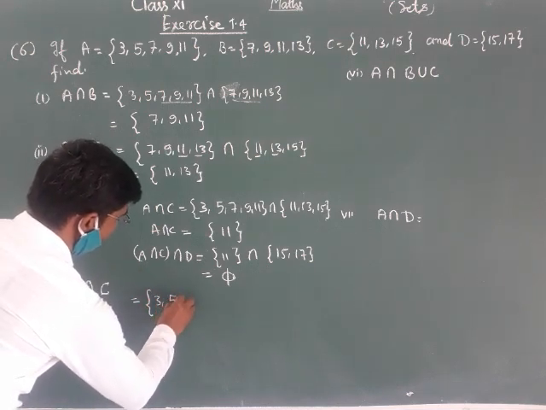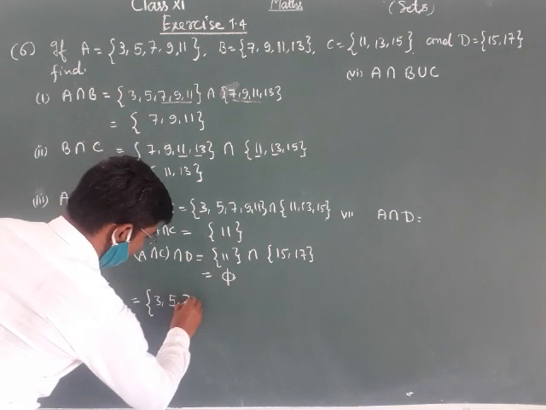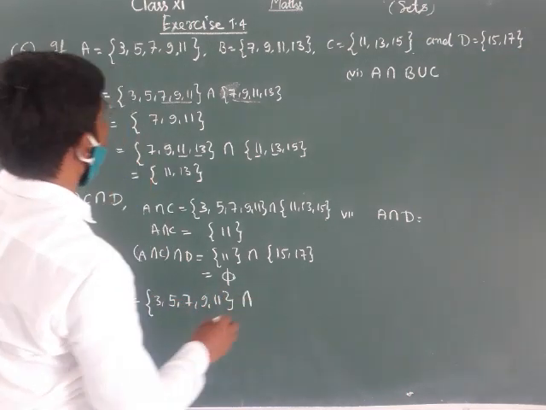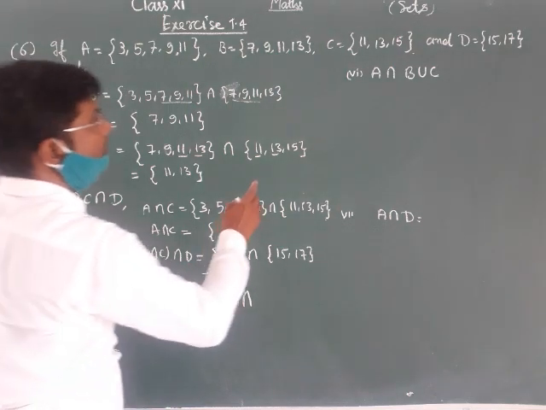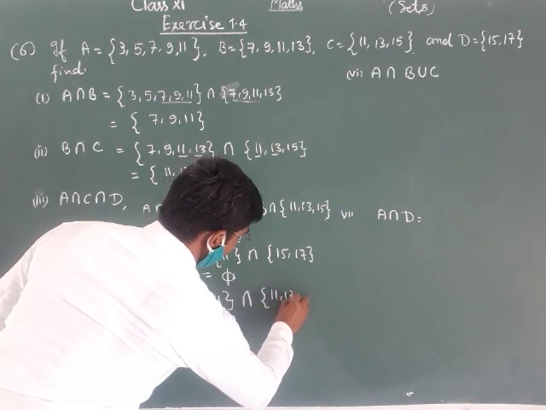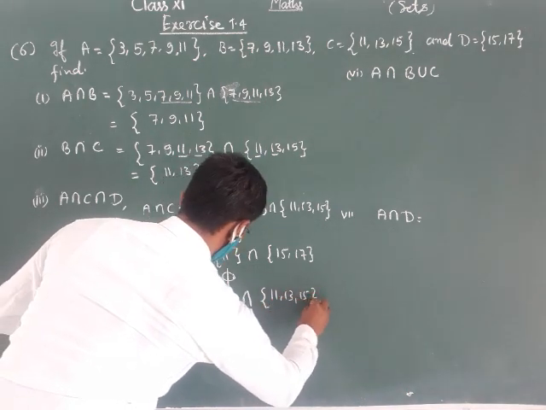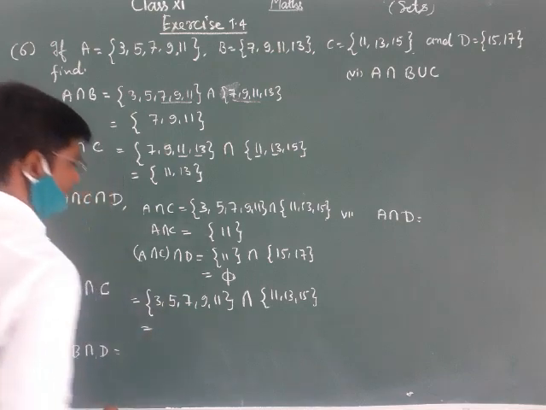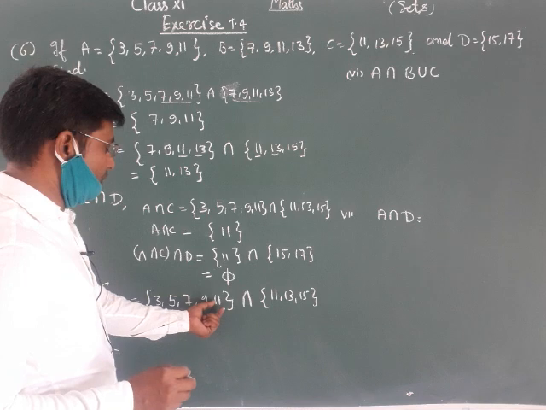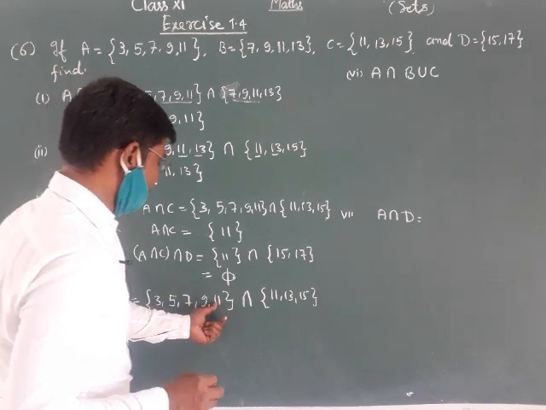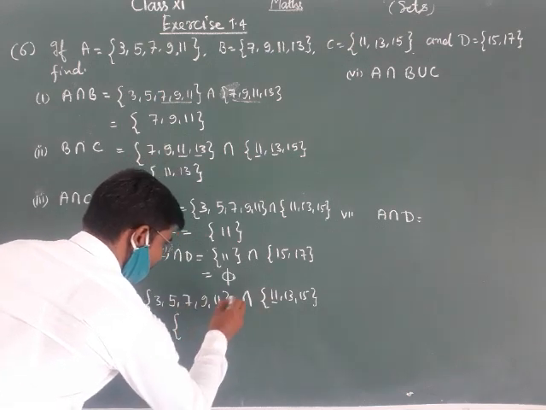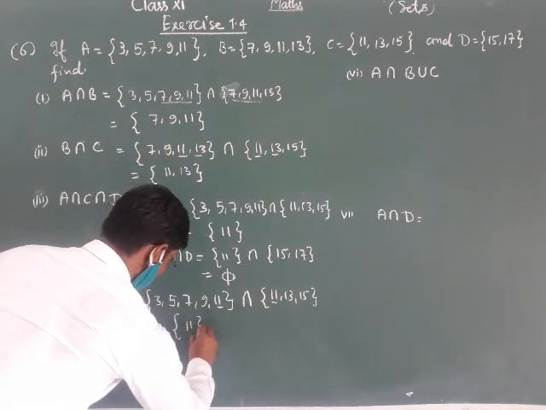And A intersection C: A has elements 3, 5, 7, 9, 11, and intersection C has elements 11, 13, and 15. So A intersection C takes the common element in both, 11 only. So you write only 11.